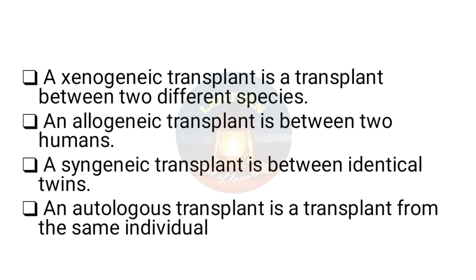A xenogenic transplant is a transplant between two different species. An allogenic transplant is between two humans. A syngenic transplant is between identical twins. And an autologous transplant is a transplant from the same individual.